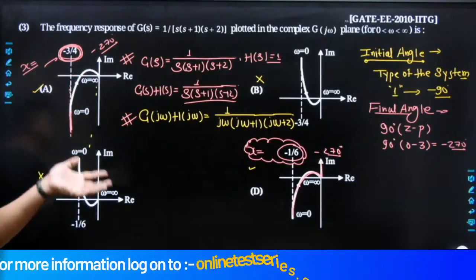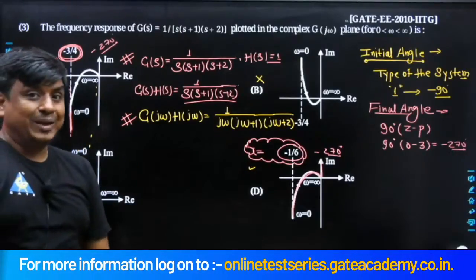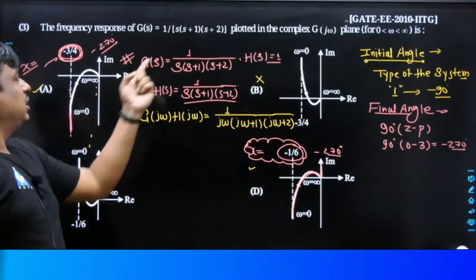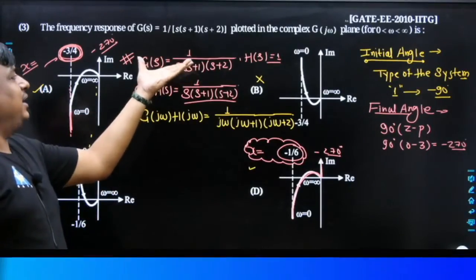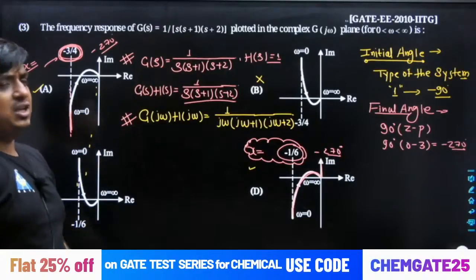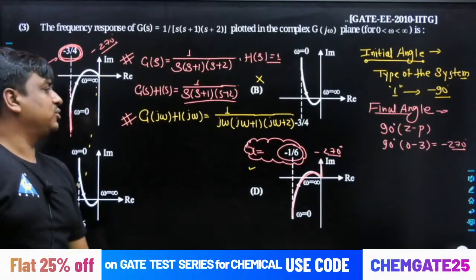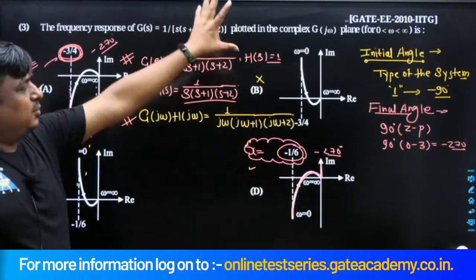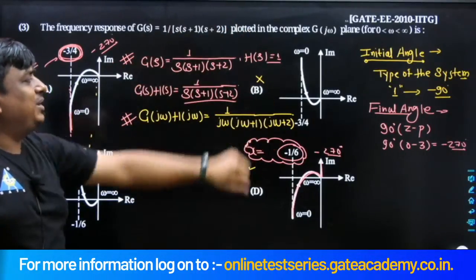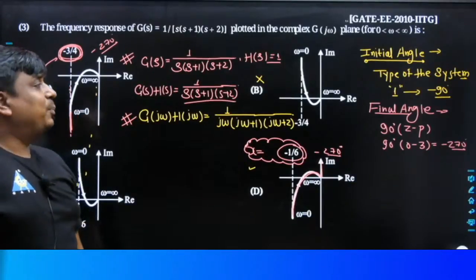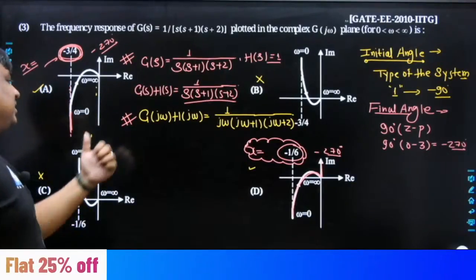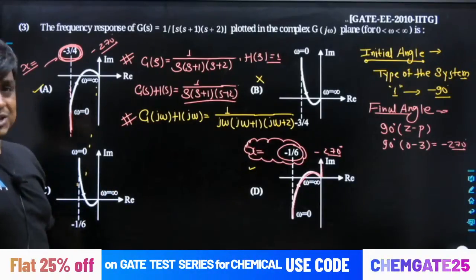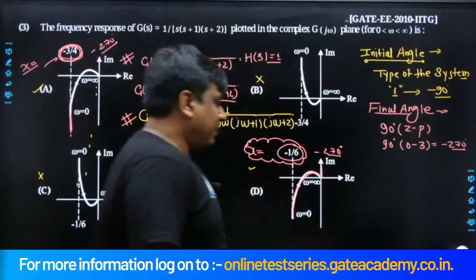Should I repeat once again the complete thought process behind this problem? At the very beginning we had the OLTF system, supplied in the S domain. We converted it into the frequency domain by replacing S with j omega. From there I took an eye view of its initial as well as final angle. With the help of that I could figure out that option C as well as option B could not be the answer, because their initial as well as final angle did not match our requirement at all. So those were ruled out.